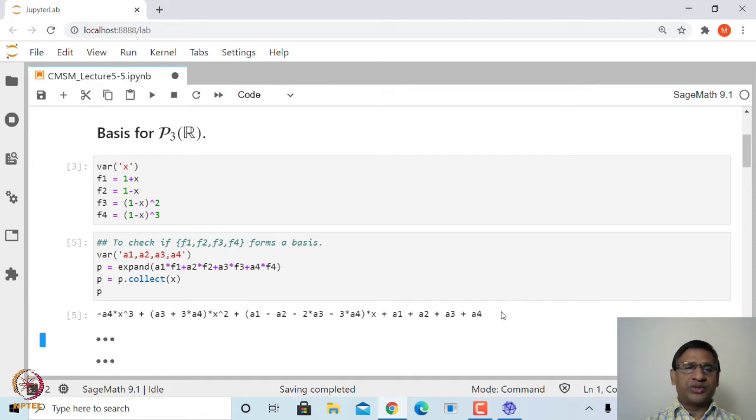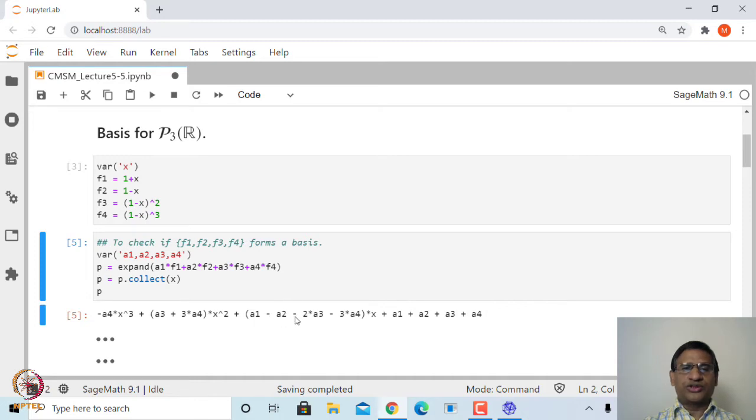0 means the 0 polynomial in degree 3. So, the coefficient of x to the power 3 should be 0. That means A4 is 0. Similarly, since A4 is 0, the coefficient of x square is this. So, when A4 is 0, then A3 is 0. So, A3 and A4 are also 0, and from the coefficient of x, A3 and A4 are 0.